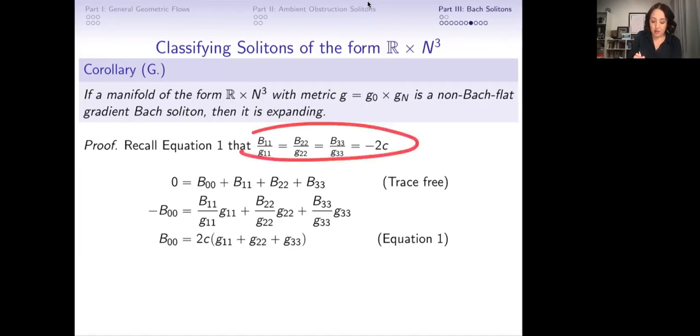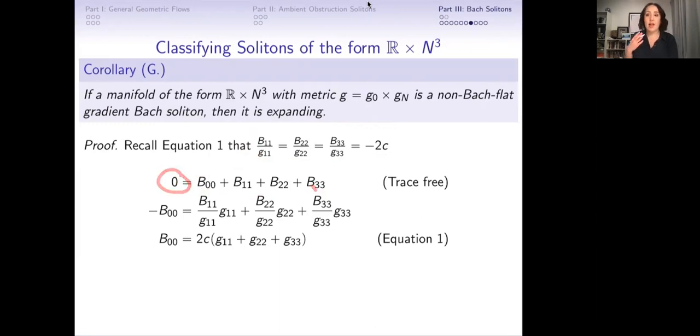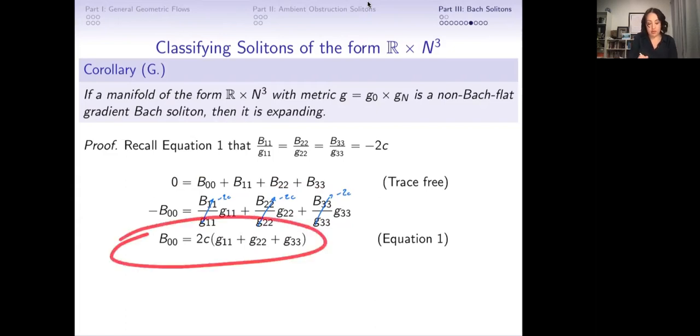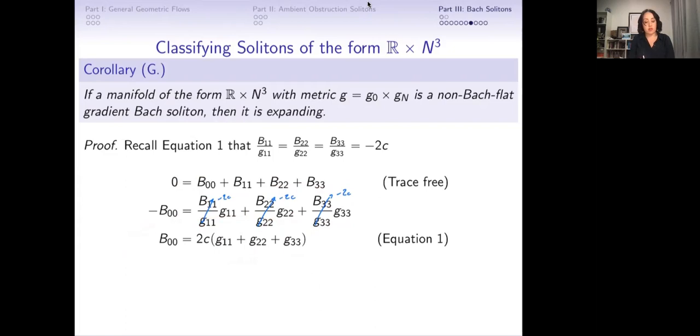So moving on, if I have this equation, I'm able to say that if it is non-Bach flat, or I should start here, because the Bach tensor is trace free, I know that B00 plus B11 plus B22 plus B33 is equal to 0. I've just taken the trace of the matrix that represents the Bach tensor here. Subtracting B00 and dividing each one of these terms and multiplying by G11, G22, and G33, I very quickly see that I get negative B00 equals these guys, but each of these was equal to negative 2C. So consequently, I end up with B00 equals 2C times G11 plus G22 plus G33.